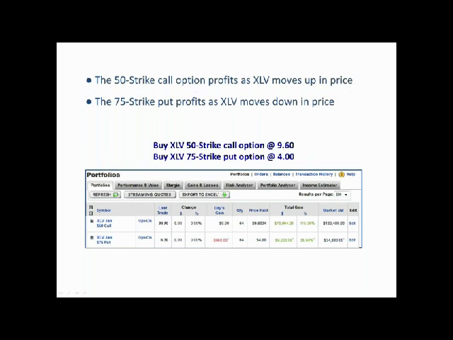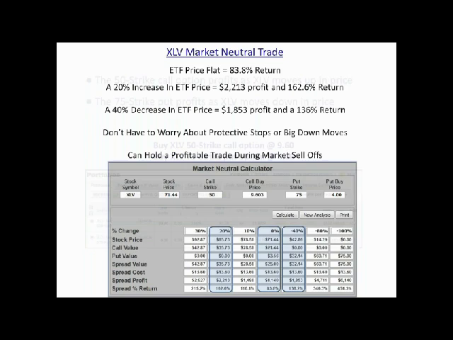And here's the market neutral calculator for this trade. If the XLV was flat at option expiration, we'd have an 83% return. If it was up 10%, we'd have a 110% return. And if it was down 40%, which I would not expect, we would still profit on this trade.